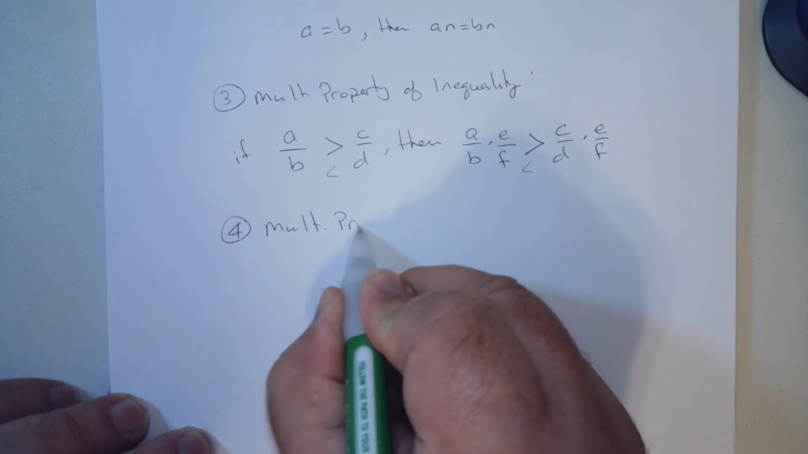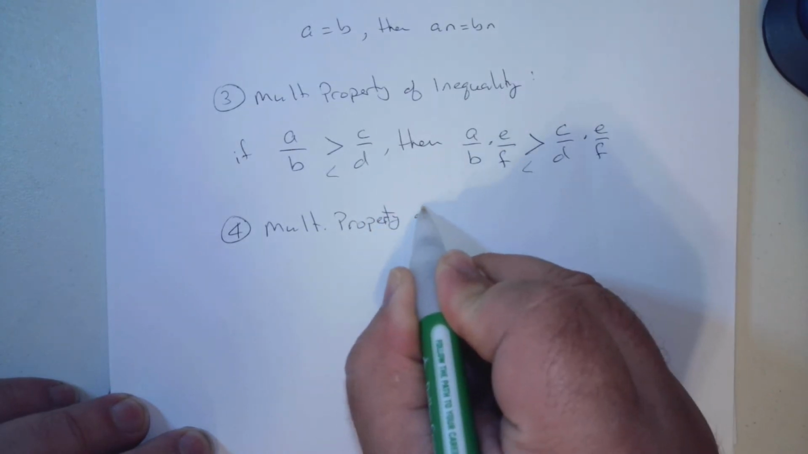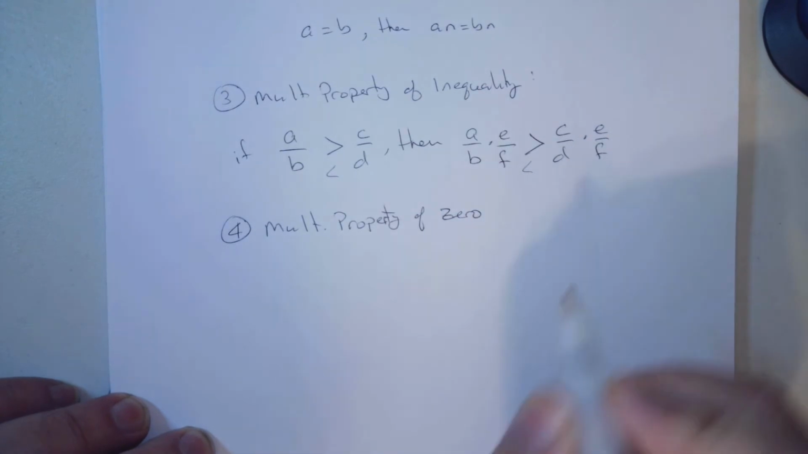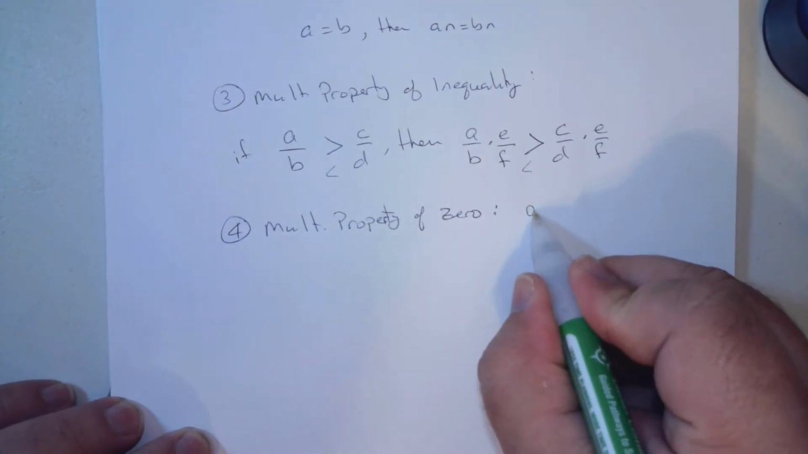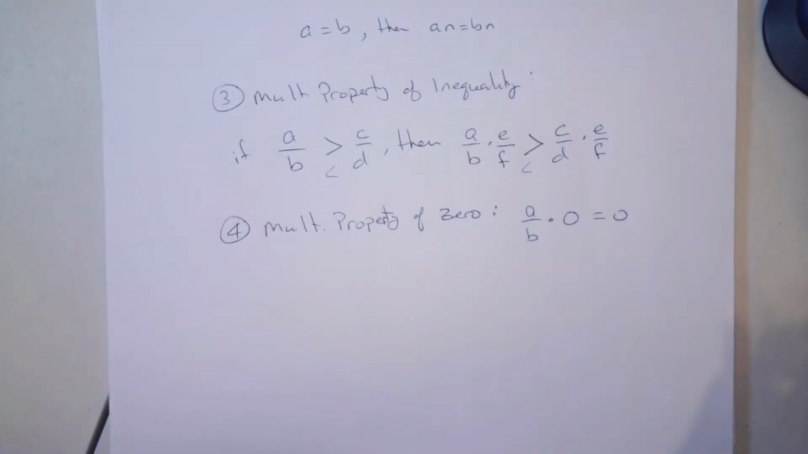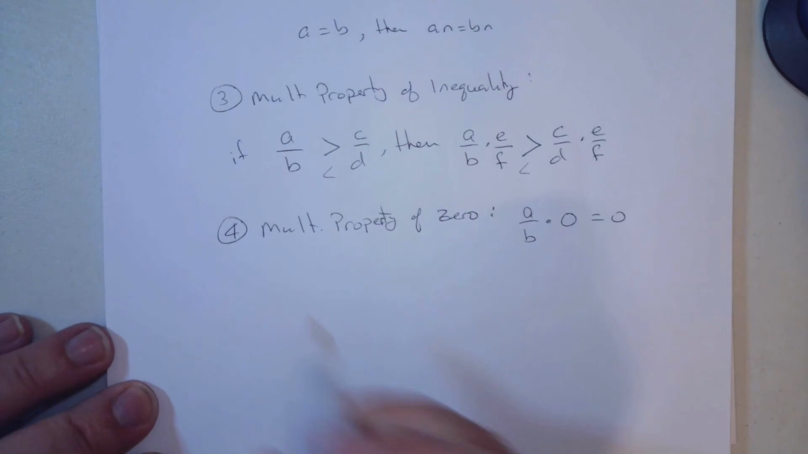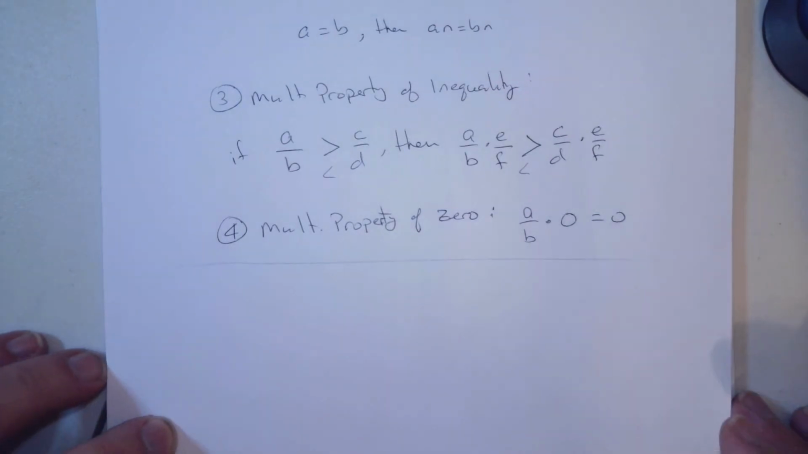Multiplicative property of 0. A over B times 0 is 0. Yeah, duh. Anything times 0 has always been 0. So let's see how we use this stuff.